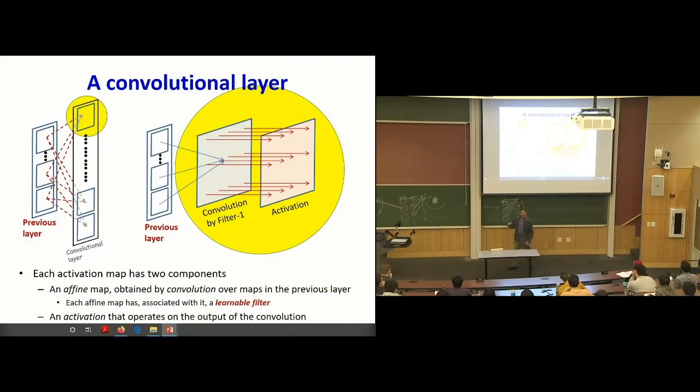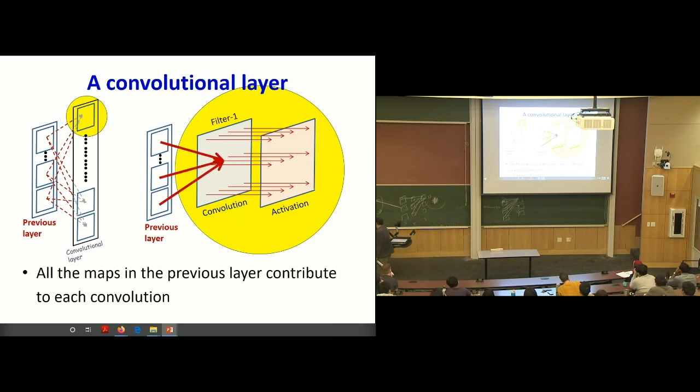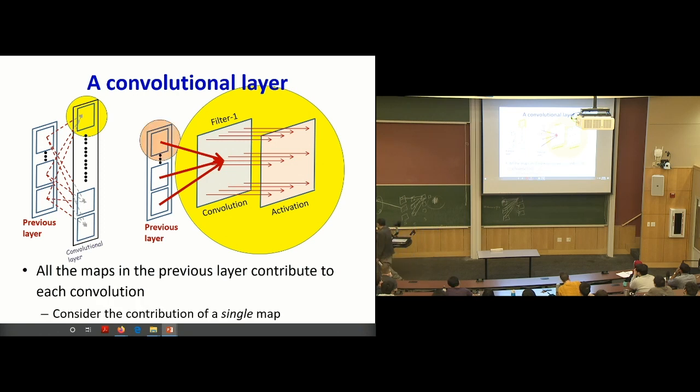But once you compute the affine combination, you apply an activation to it. So this is a two-step process. The convolution itself is the computation of the affine combination, but the output further puts this affine combination through an activation, just like in any standard MLP. And if you want to compute the affine combination at any one location, you're going to be looking at all of the maps from the previous layer, as I just showed in this figure. Now, let's consider what happens in a particular map, a single map.